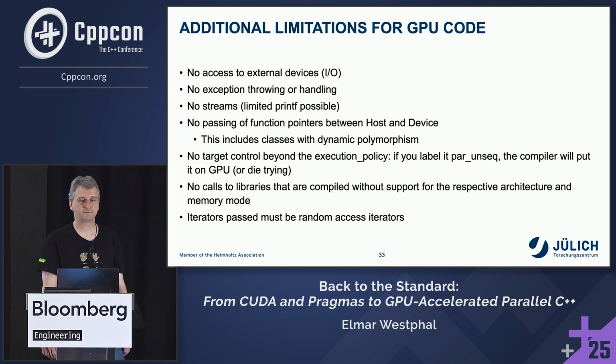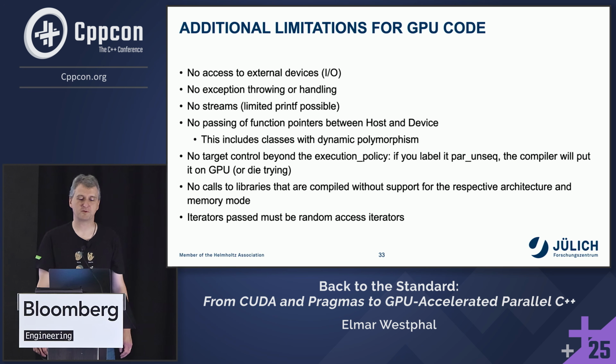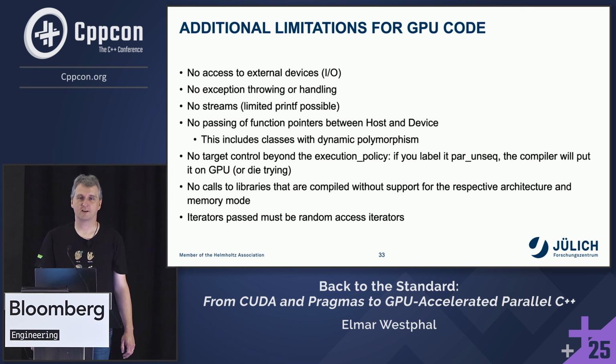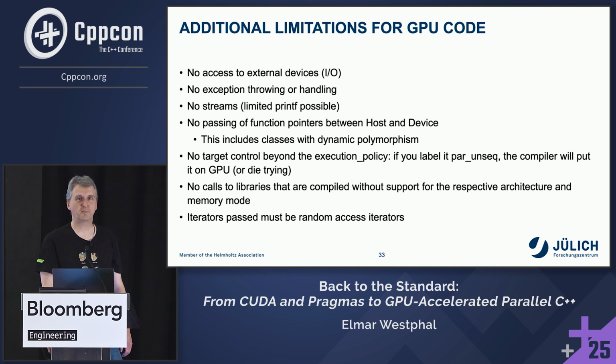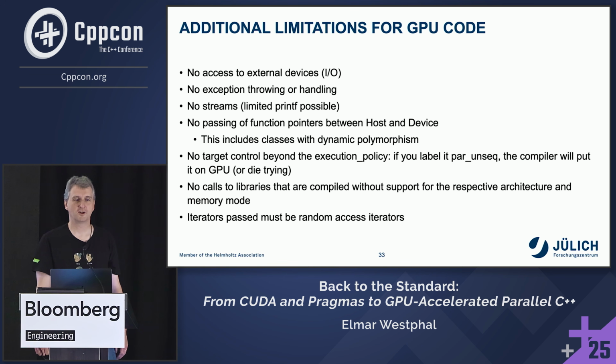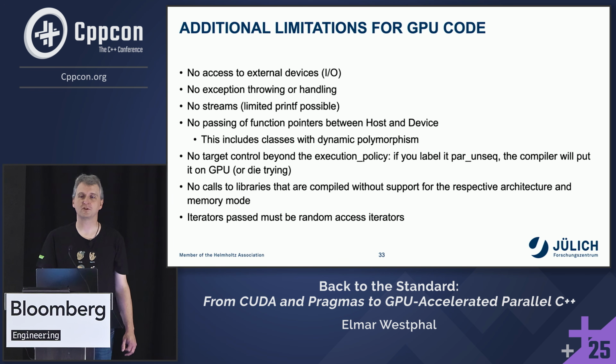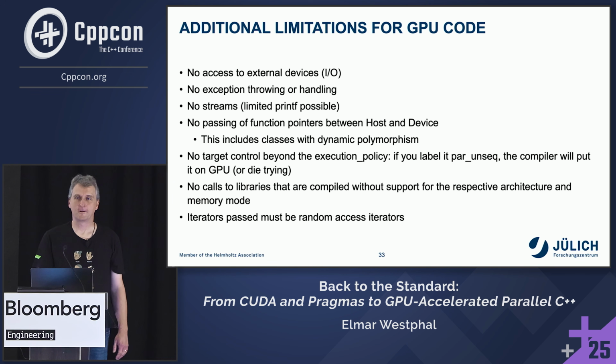So if you have code, a class using virtual functions, and pass an instance of this between the host and the device, it will access the virtual functions that are translated in the wrong machine code. There is no picking and choosing of which parallel unsequenced code you want to run on a GPU. If you use this execution policy, the compiler will do it. If it works or not, they're trying.